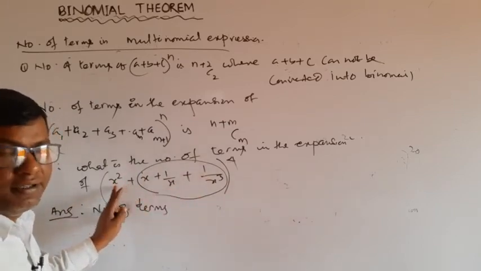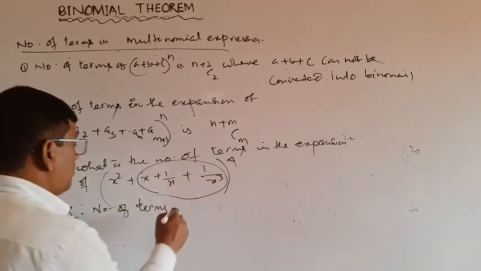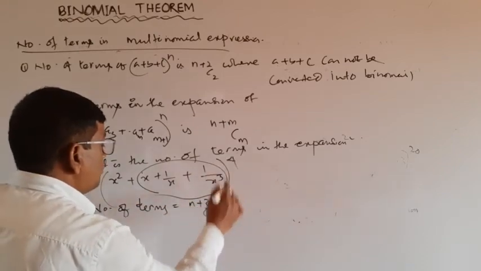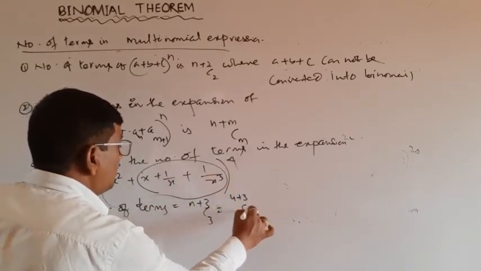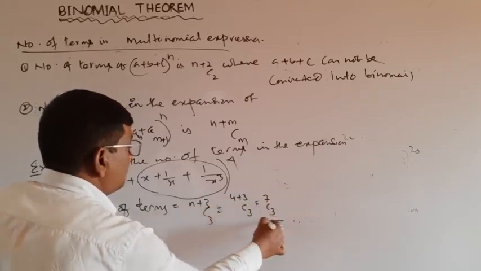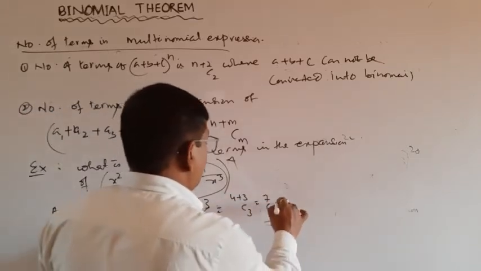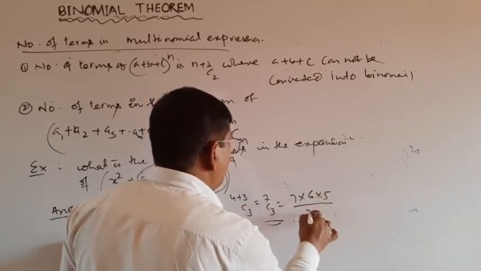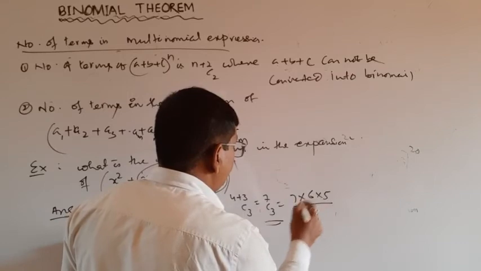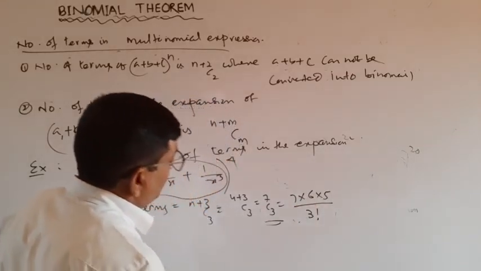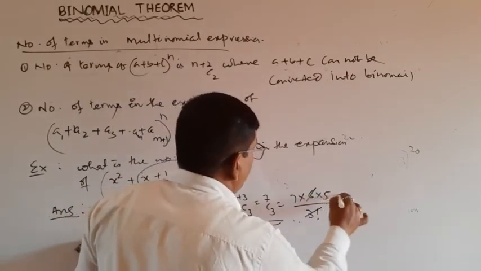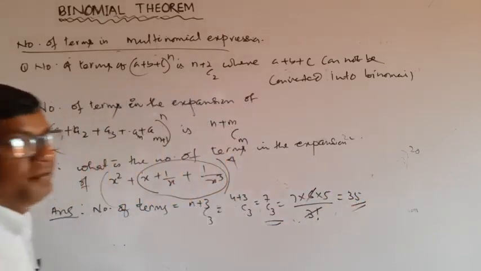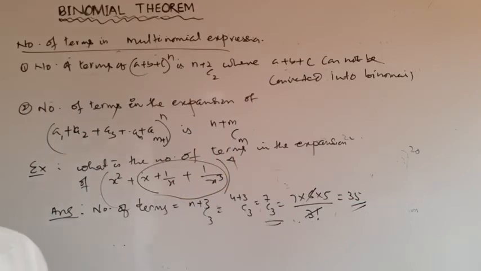Here m is 3, so the number of terms is n plus 3 c3, that is 4 plus 3 c3, which is 7 c3. Expanding, 7 into 6 into 5 divided by 3 factorial, and 3 factorial is 6, so that is 35. The number of terms is 35.